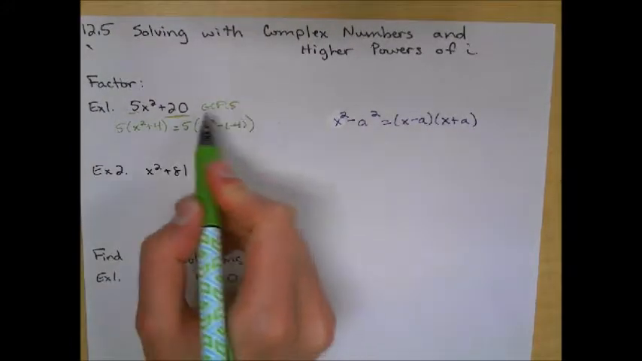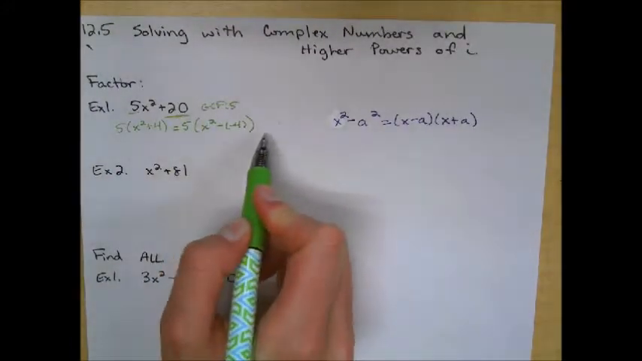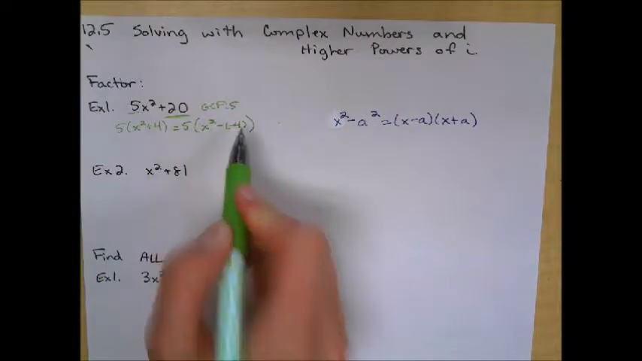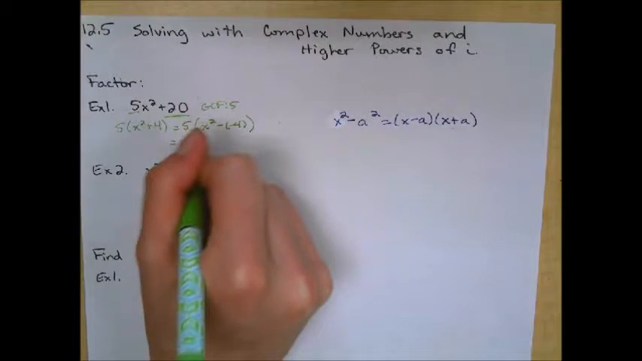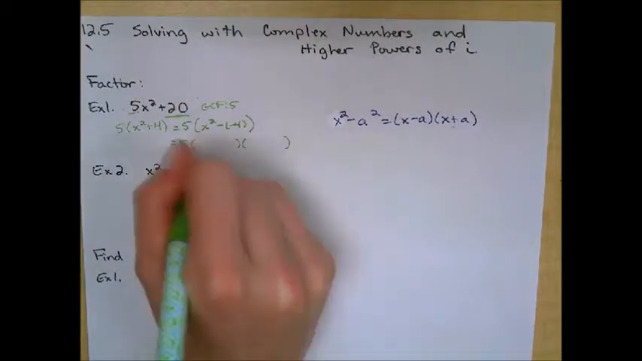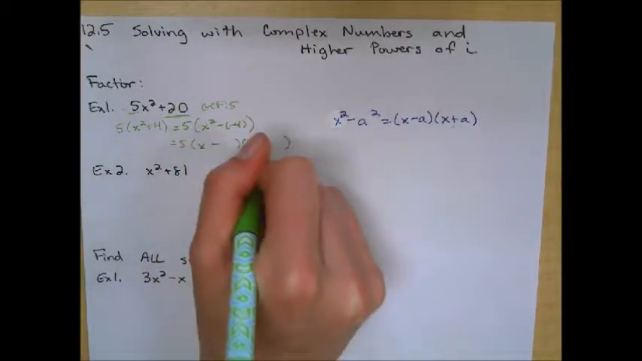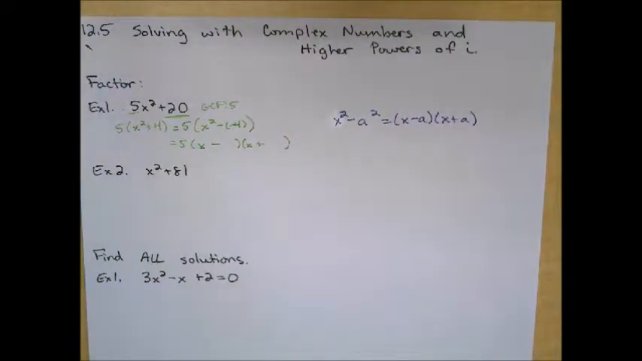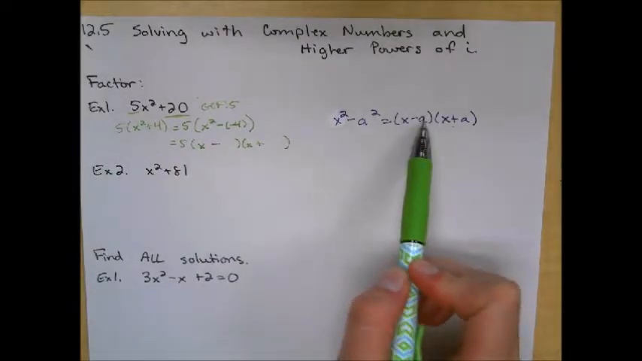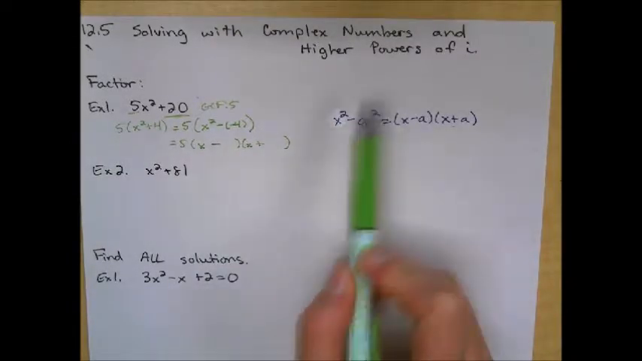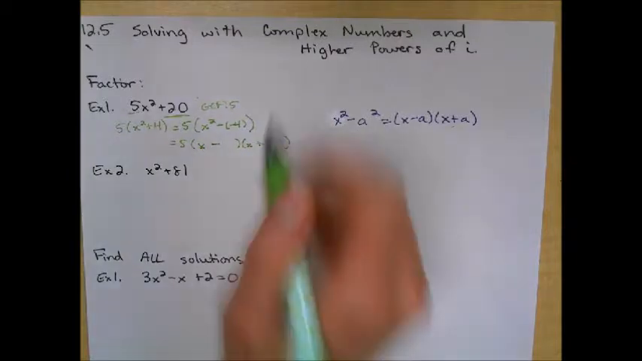Now we can notice that this x squared minus negative 4 is a difference of squares, and we can use this. So I have x minus something and then x plus something. What are we adding and subtracting? Well, we're adding and subtracting a. Where did I get a? From taking the square root of a squared.